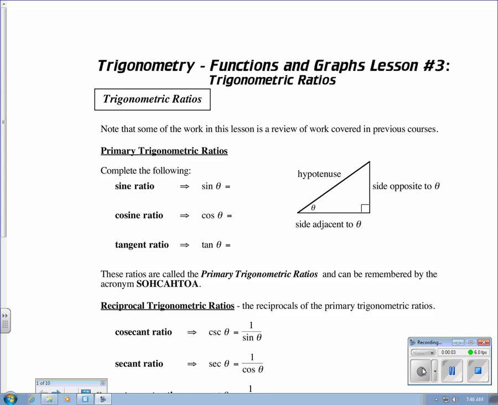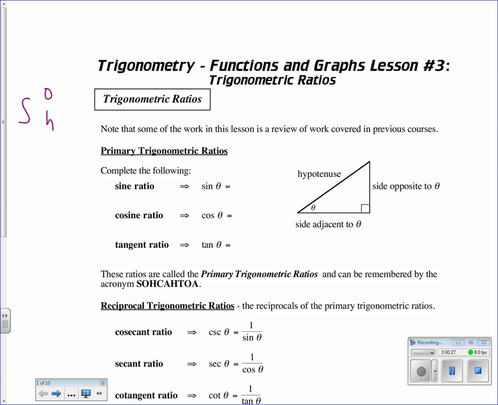Today we get to review. Today we get to put everything we know about trigonometry together again. Rotations, the degree system, the radian system, as well as the sine, cosine, tangent work from grade 11 and from physics. You might remember the acronym SOHCAHTOA. And today we're going to end up looking at the reciprocal trig ratios, which is an interesting change.